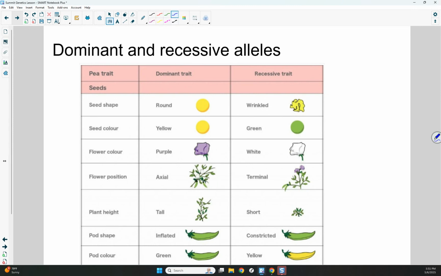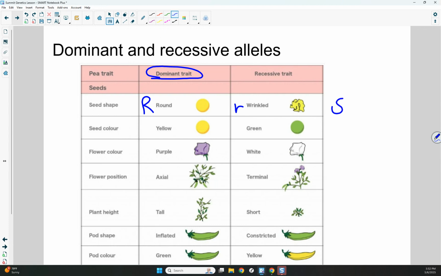Some alleles, it turns out, have the ability to hide other alleles when they're both present. So let's consider seed shape, for example. Let's use a symbol for the round seed shape allele. We're going to go with R, because it's usually the dominant trait that gives us the letter that we use. There are some exceptions to that. And for the recessive version of that trait, which in this case is wrinkled, we're going to use the same letter, except the lowercase version. So we're not going to use a W there.